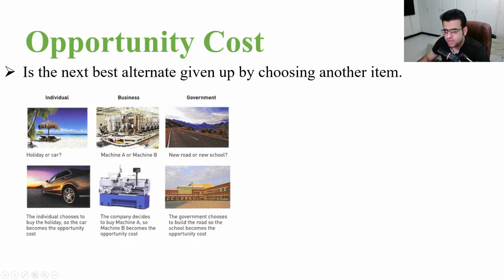Similarly, for a business, if there are two machinery options, the business could either buy machine A or machine B. And let's suppose the business buys machine A, then machine B becomes the opportunity cost. And the government can also choose between building a new road, a new school, or public welfare, or anything similar. So let's suppose the government chose to build the road, so the school becomes the opportunity cost. In an ideal world, there would be no opportunity cost. We can go on a holiday and also buy a car, but it is not possible because of limited resources and unlimited wants. Most people will have to give up something to choose another.